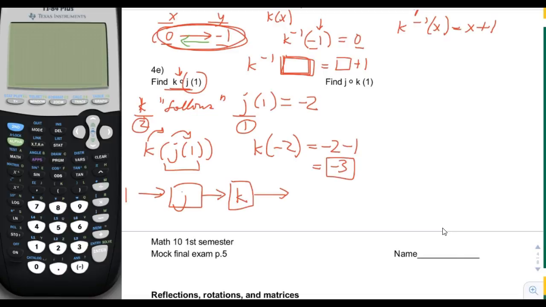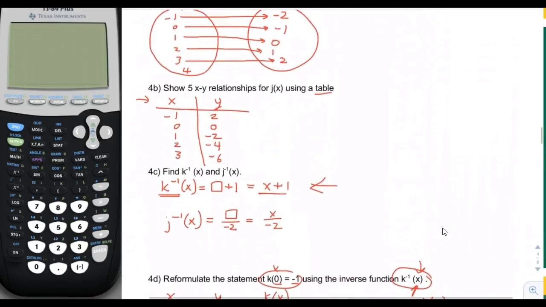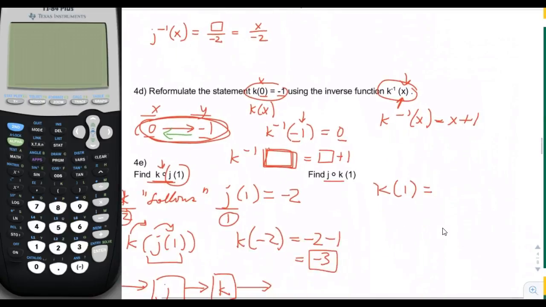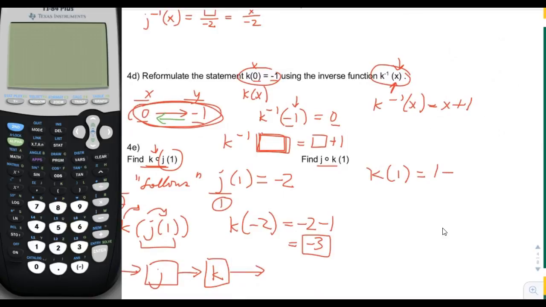Okay? All right, now let's do J follows K. J follows K means K is going to be done first. So K operates on 1. Let's see, what was K again? K is box minus 1, or x minus 1. Okay, so that means 1 minus 1. 1 minus 1 gives us 0.